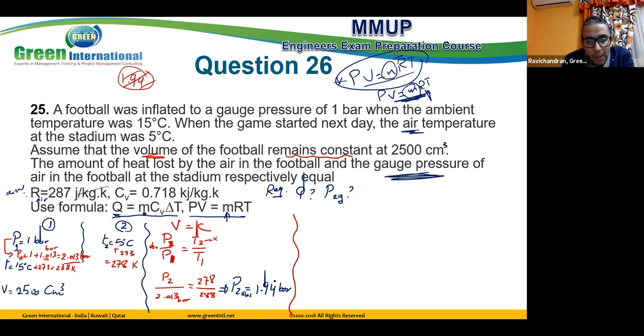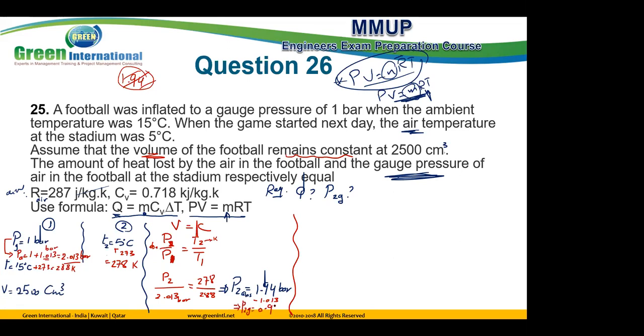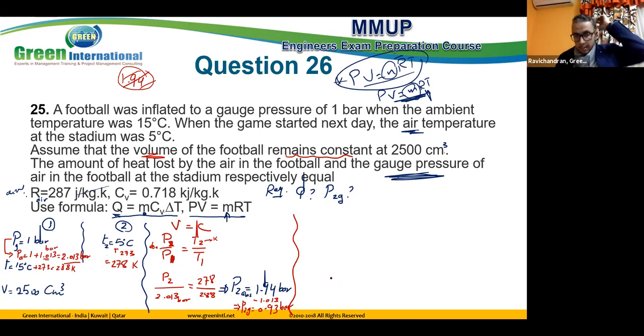Gauge. So we need to subtract again, correct? Yes. Be careful, because this one is included in the choices, so the correct answer is not this one. The correct is minus again 1.013 to obtain gauge. P2 gauge equals 0.992 bar. Exactly. Clear now? Clear. Okay.